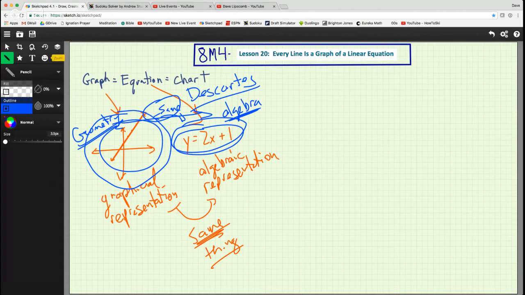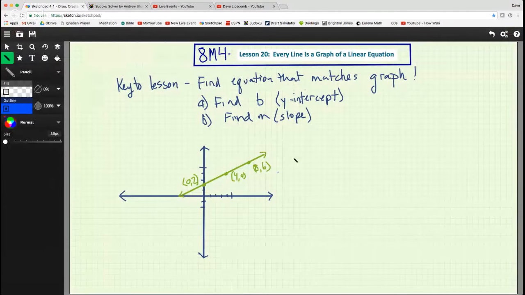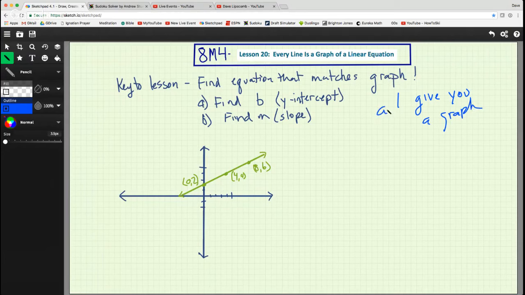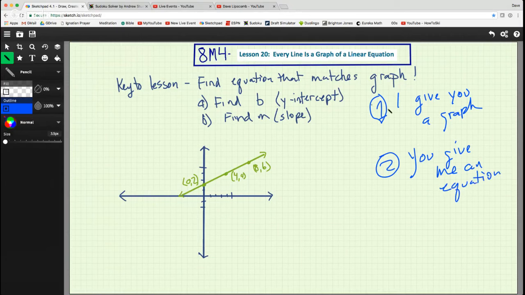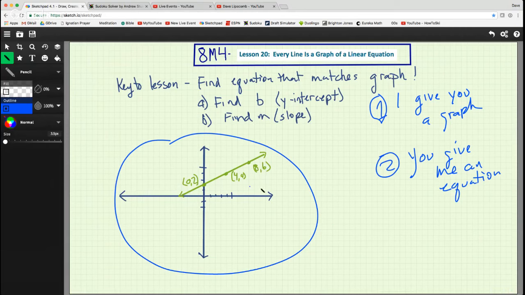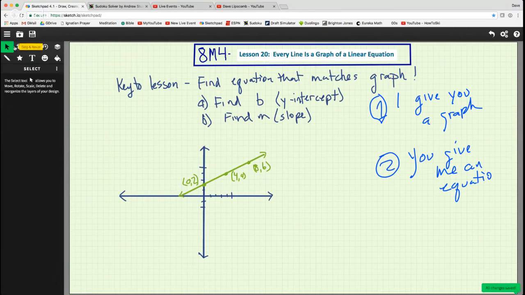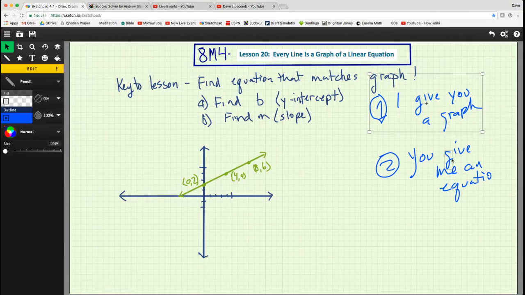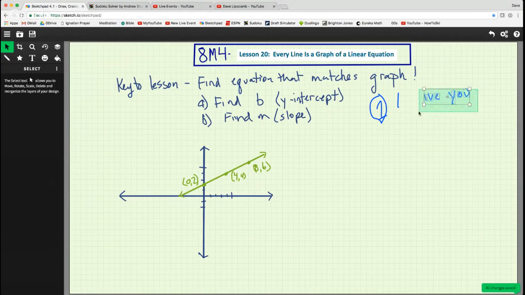And now let's get to the core of today's lesson, which is this: how do we find an equation that matches a graph? So the whole idea is I give you a graph. That's part one. And then part two is you give me an equation. Here's the graph, and then you're going to give me an equation. All right, so that's the whole idea. Let's just create some more space. All right, so now here we go.